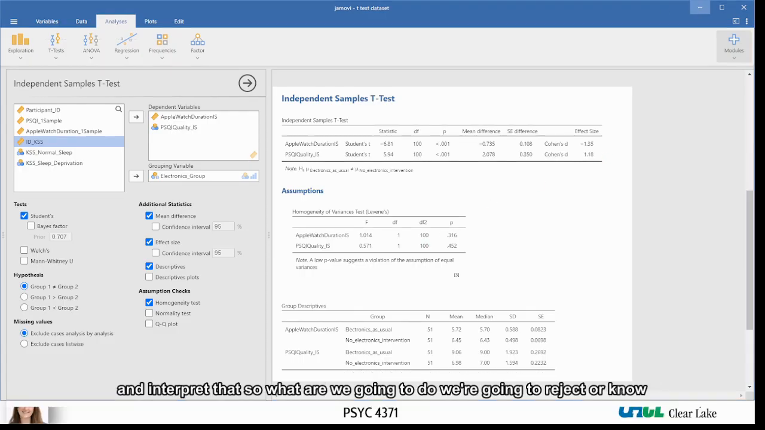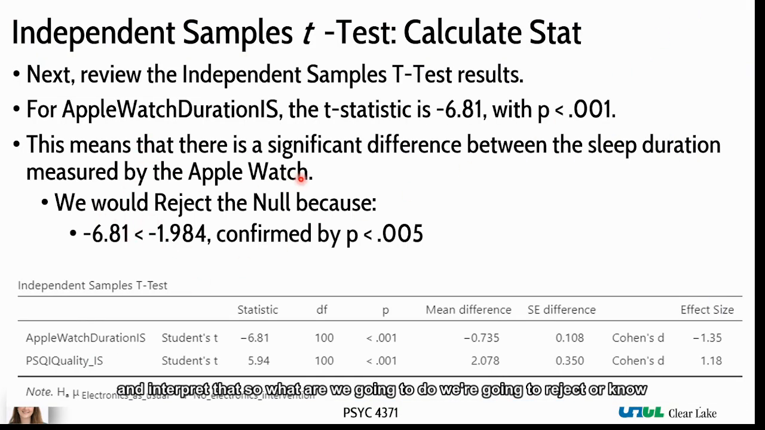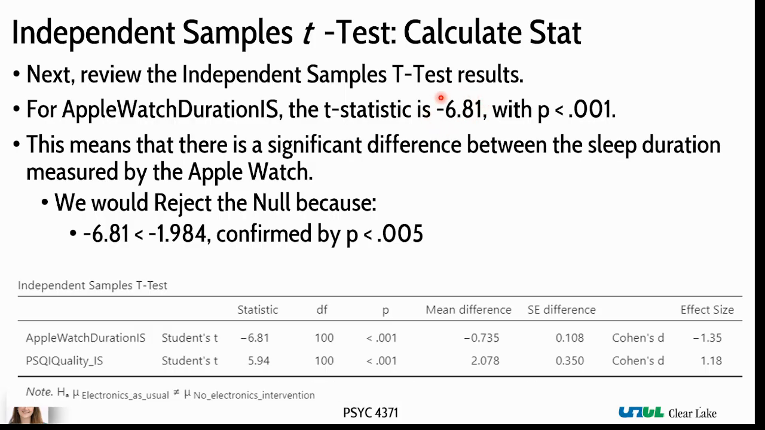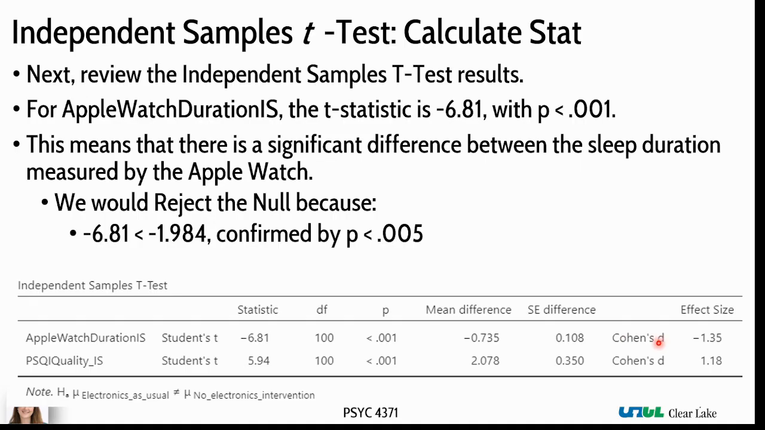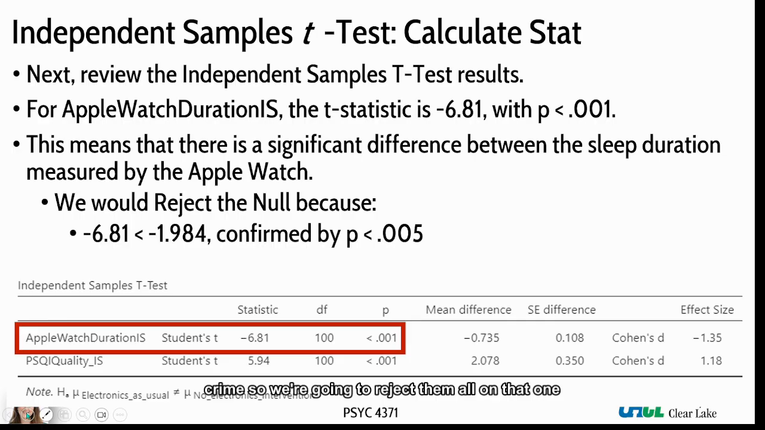So let's go back and interpret that. So what are we going to do? We are going to reject our null because our t statistic was negative 6.81, and that is definitely less than our bound, which was negative 1.984. And it's confirmed because our p value is less than 0.05, and that's right here, Apple Watch duration. And there's our Cohen's d. We'll talk about that in a minute. Okay, so we're going to reject the null on that one.